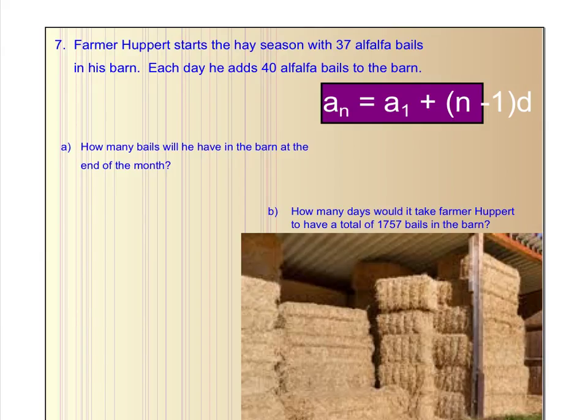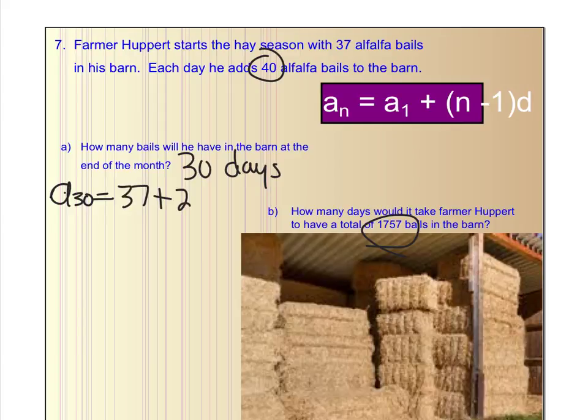So now, Farmer Hooper starts the hay season with 37 alfalfa bales in the barn. Each day he adds 40 alfalfa bales to the barn. How many bales will they have in the barn at the end of the month? We'll assume the month is 30 days. And then how long is it going to take him to get 1,757 bales? So he starts off with 37, so we're looking for a sub 30, and that's going to be equal to 37 plus 29 times 40.